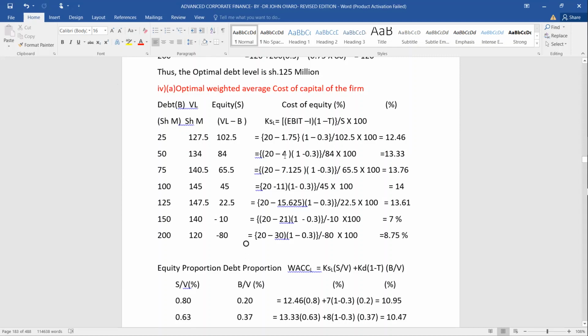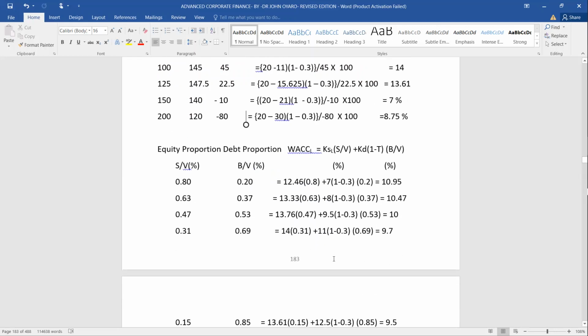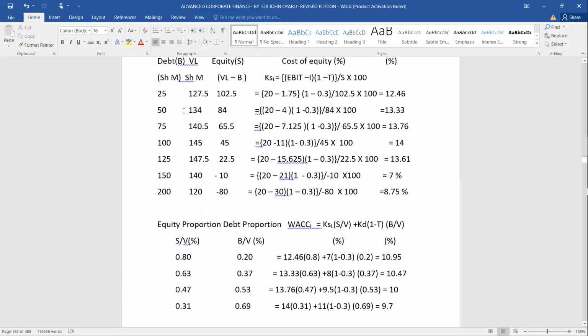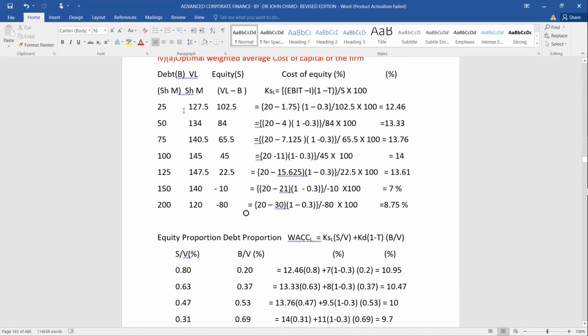So 20 minus 4. Then, because we have corporation tax rates, 70% of that, 1 minus tax rate, divided by the market value of equity, residual of 84, times 100. Your cost of equity is 13.33. Sasa tukienda kwa overall cost of capital computation, proportion of equity here is 84 divided by 134.